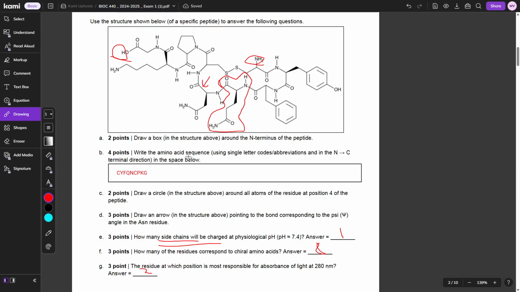Glutamine's not charged, right? Glutamine has no pKa. What's the pKa of lysine? We had to memorize them. Even if you don't have to memorize them, I still think that knowing generally where they are makes the exam faster. The pKa of lysine is about 10.7, so around 11-ish. Arginine's around 12.